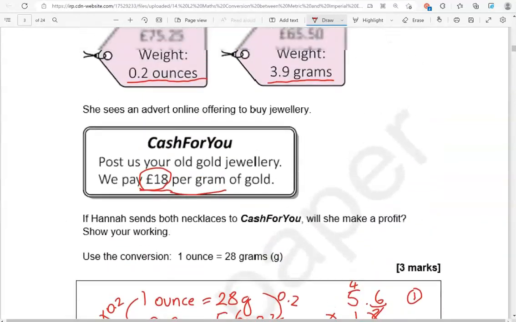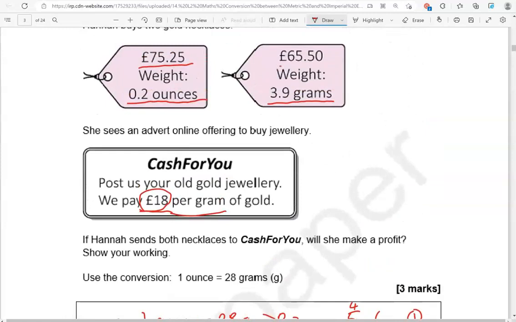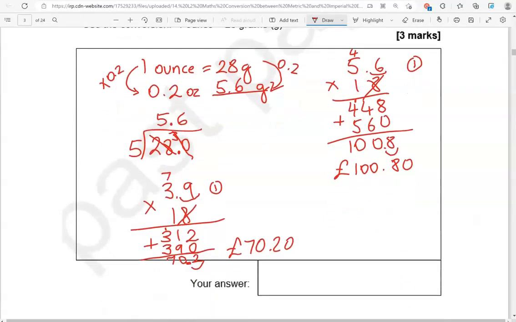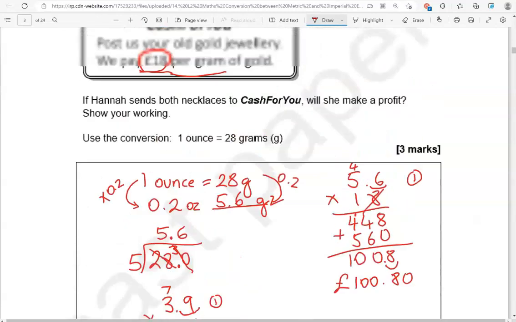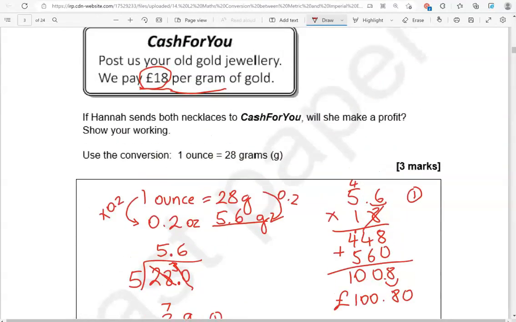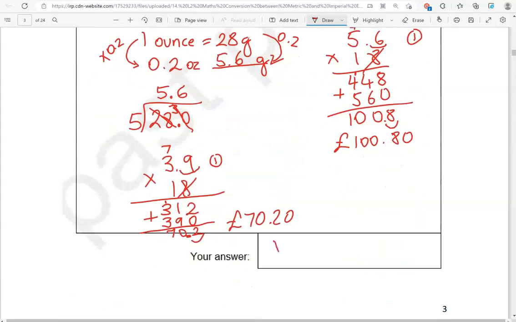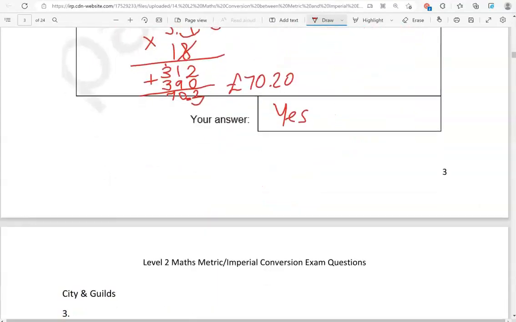So that costs £65 and 50 pence, and it can be sold for £70 and 20 pence, again making a profit. Now the question doesn't specify how much profit, it just asks will she make a profit, and we can say yes. And we've shown the working out for both of the necklaces.